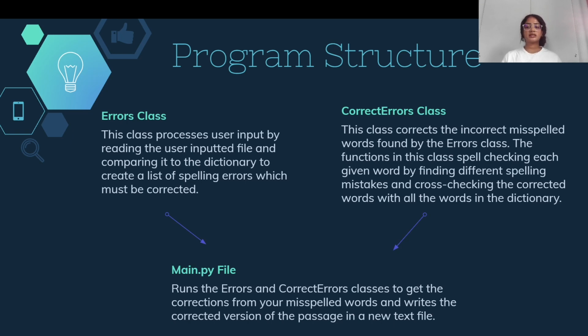The functions in this class spell check each given word by finding different spelling mistakes and cross-checking the corrected words with all the words in the dictionary. The main.py file then runs both the errors and correct errors classes to get the corrections from your misspelled words and writes the corrected version of the passage in a new text file.